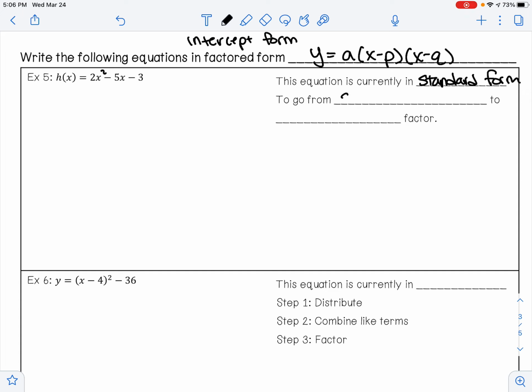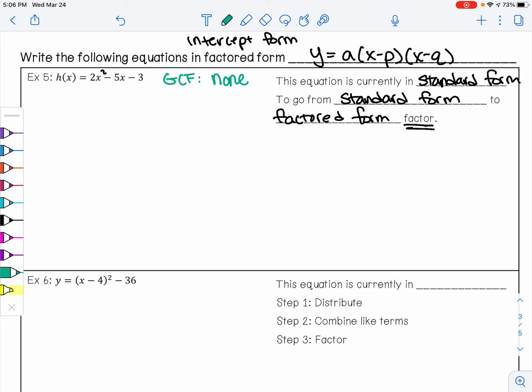To go from standard form to factored form, I need to factor. Your first step with factoring is to always look for greatest common factor. Here I do not have one. So now you can use whatever factoring method you like. I prefer the area model.